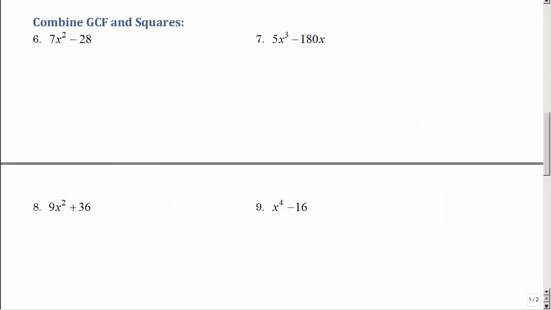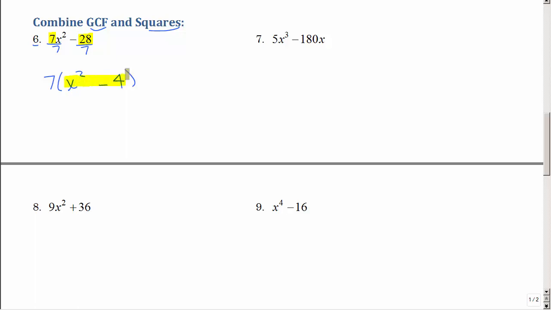Now we're going to combine the last lesson with this lesson. So we're going to look for a GCF. We're going to look for squares. So number 6. So reviewing the last lesson. Do they have a number in common? Can 7 and 28 both be divided by a number? Yes, 7. So I divide them both by 7 because they don't have any letters in common, and that would leave me x squared minus 4.